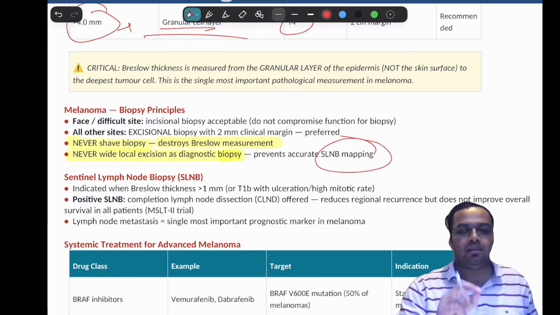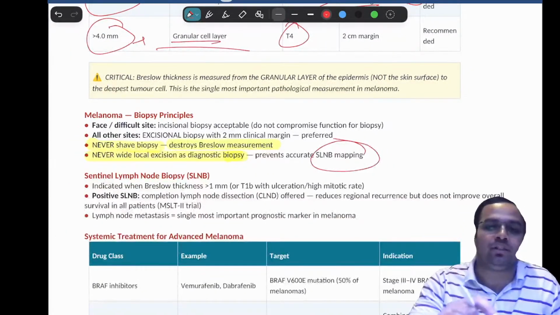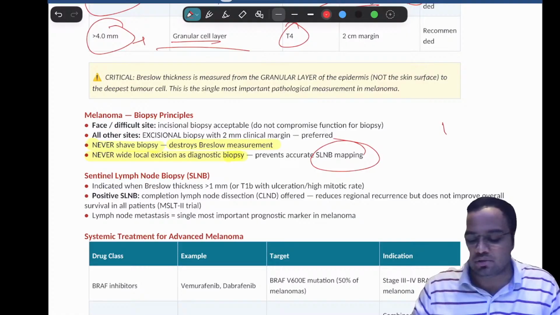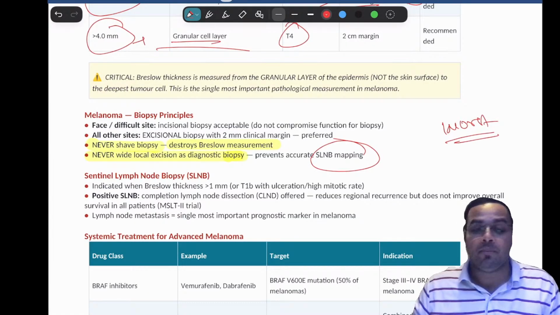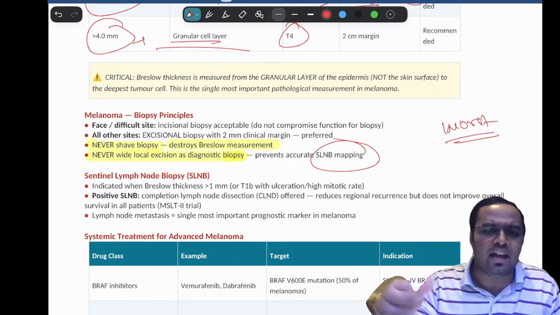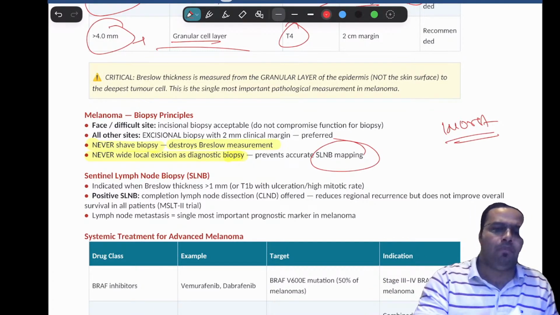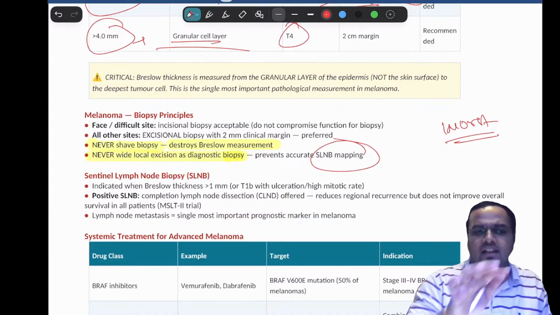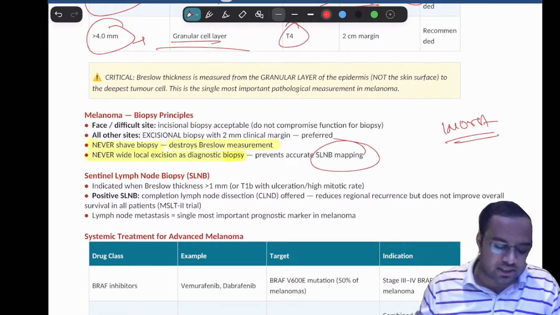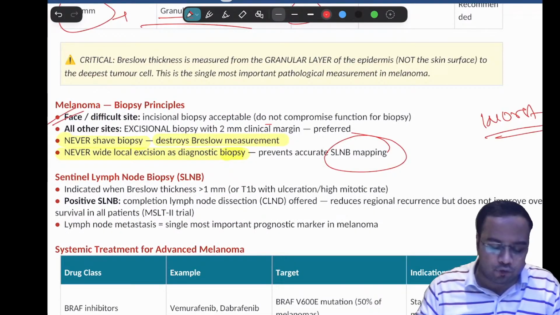So always remember, in this lesion a sentinel lymph node biopsy is very important, because we are going to check for the lymph nodes. If lymph nodes are present, the patient is going to have a worse prognosis. But if you remove the lesion straight away, you don't know the lymph node status beforehand. So in this typical melanoma, a sentinel lymph node biopsy always has to be done along with the excisional biopsy. No shave biopsy, but on the face you can still go for an incisional biopsy.